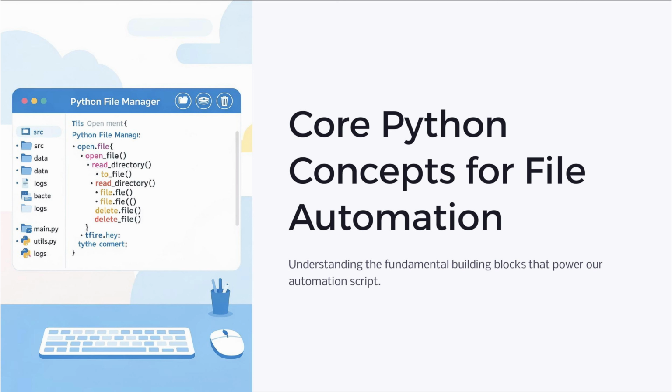Core Python concepts are crucial for file automation. Variables store data, while loops and conditionals control flow. Functions encapsulate logic for reuse. Exception handling ensures robust error management. These elements form the backbone of our script, enabling efficient file categorization, folder creation, and file movement.